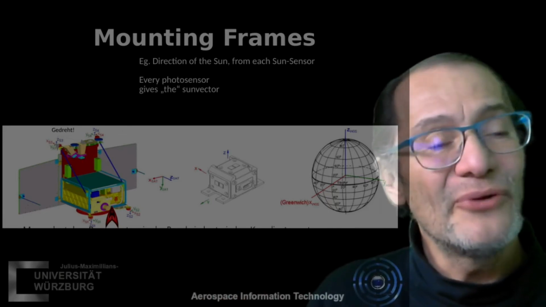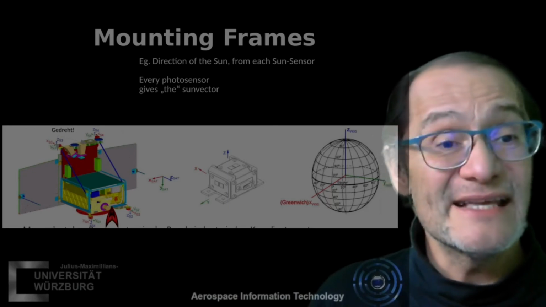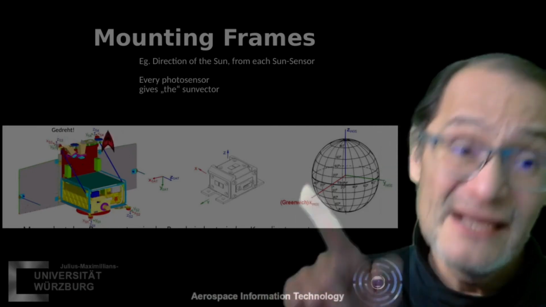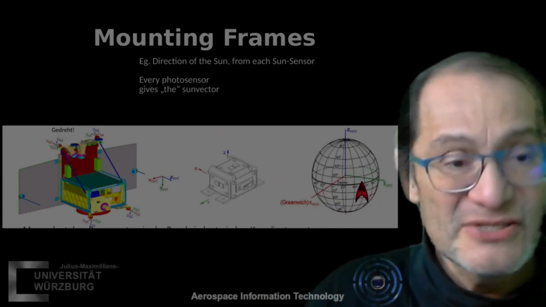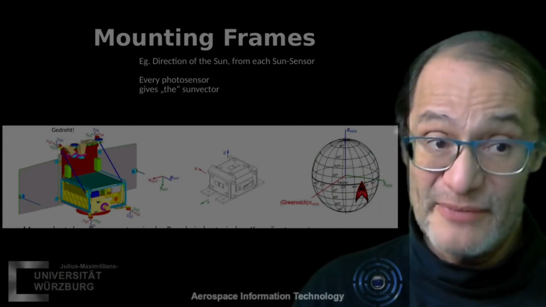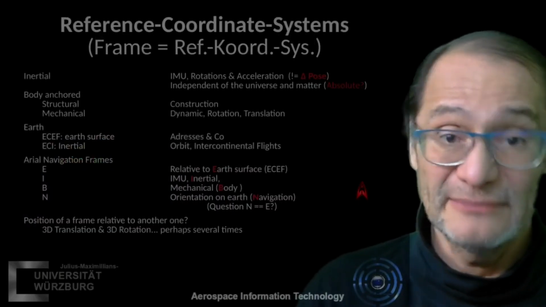You would like to know, if the sun is in this direction, where is the Earth? So you shall transform this vector, the sun vector, relative to the satellite, and then relative to the Earth. So, you know, a lot of reference system transformations. This is what we are doing.